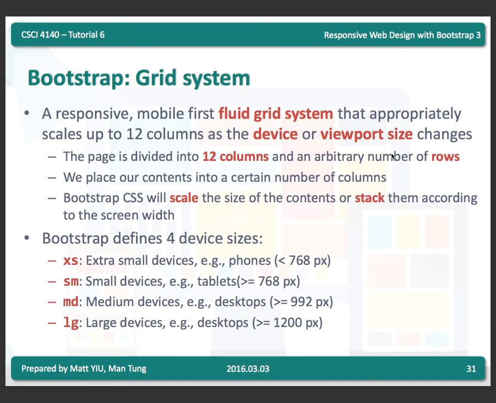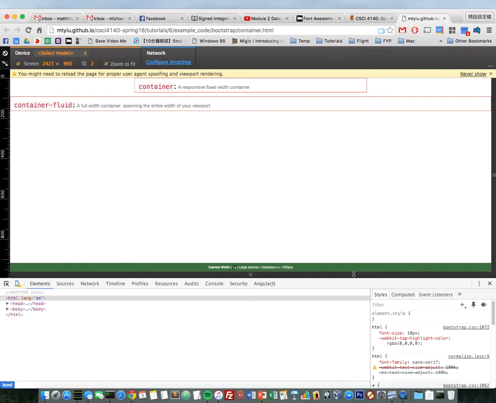And to do responsive design, Bootstrap introduces a grid system. The grid system divides the whole web page into 12 columns. And by putting your contents into these columns, you can do responsive adjustment when the device width changes. So let's see some examples first.